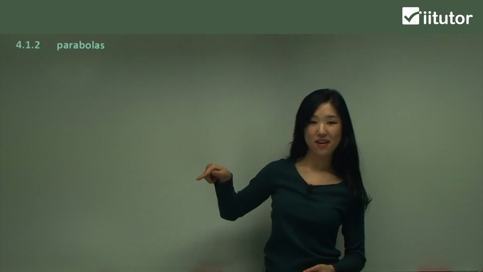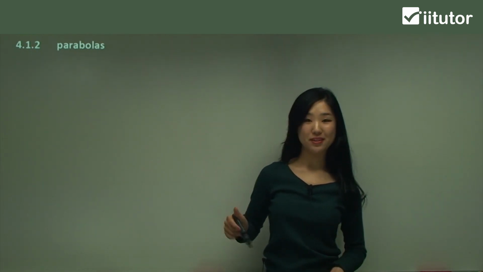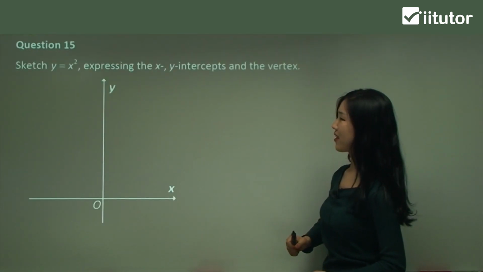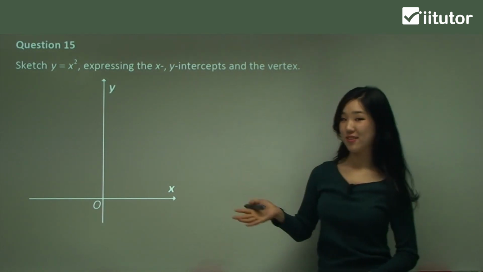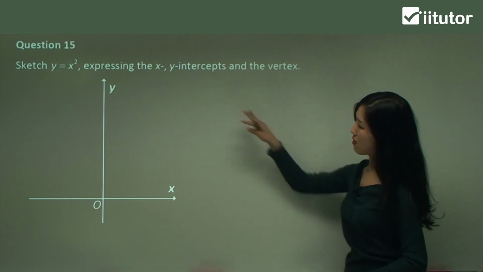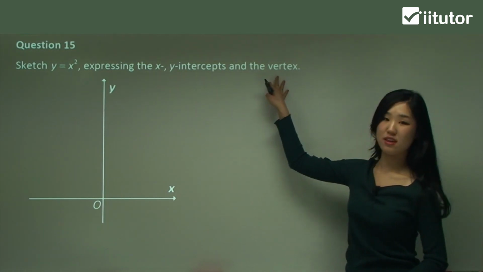Now that we've completed straight line graphs, now we'll look at some parabolas. Parabolas are curvy graphs, so they either look like a happy face or a sad face. So those are the two types of parabolas. So let's have a look. Starting with question 15, it says sketch y equals x squared, expressing the x, y, and the vertex.